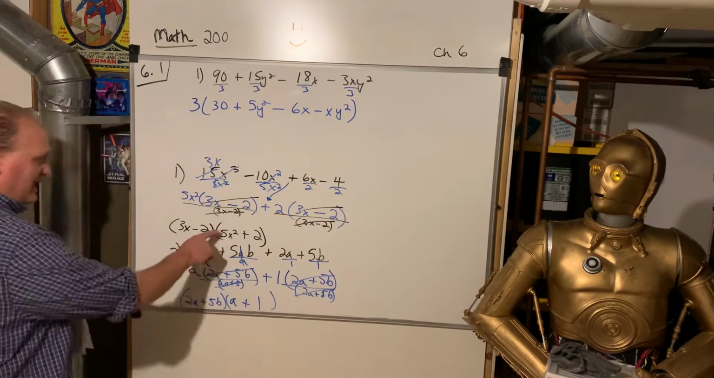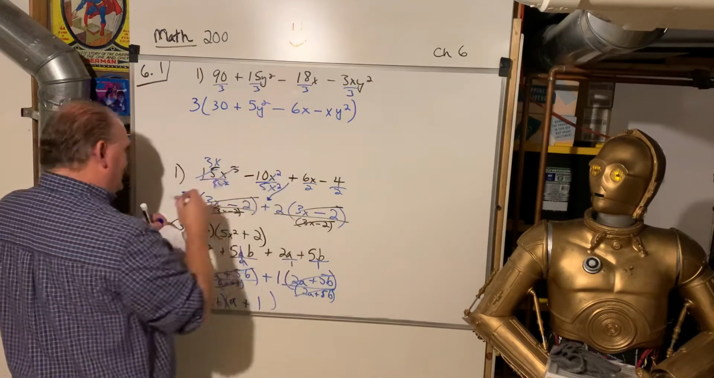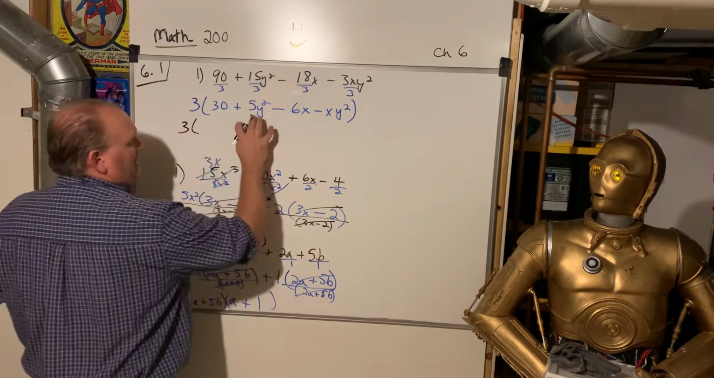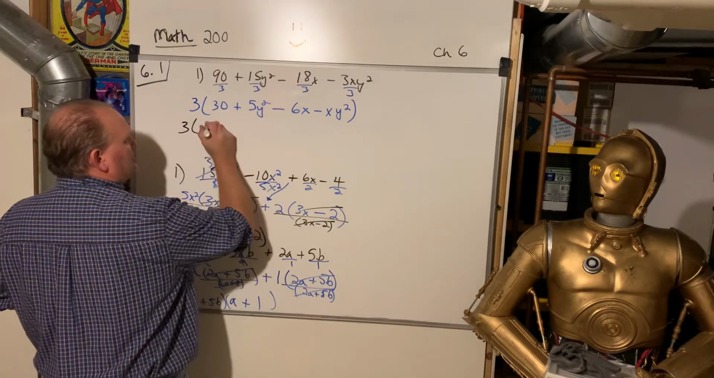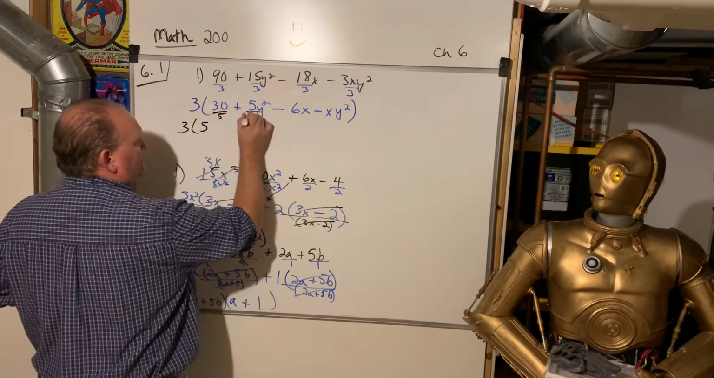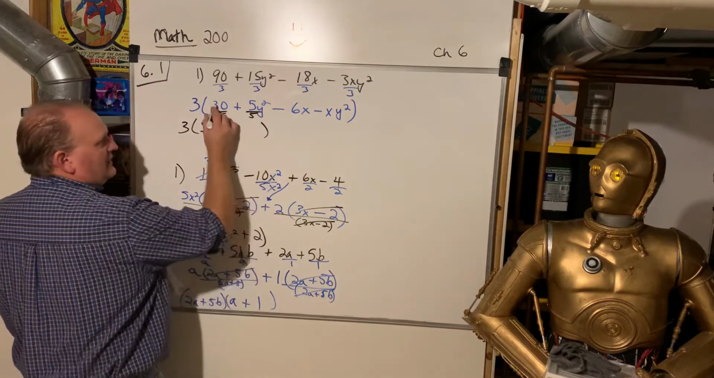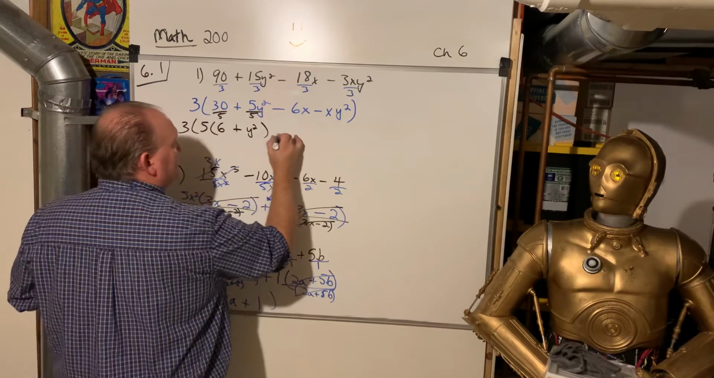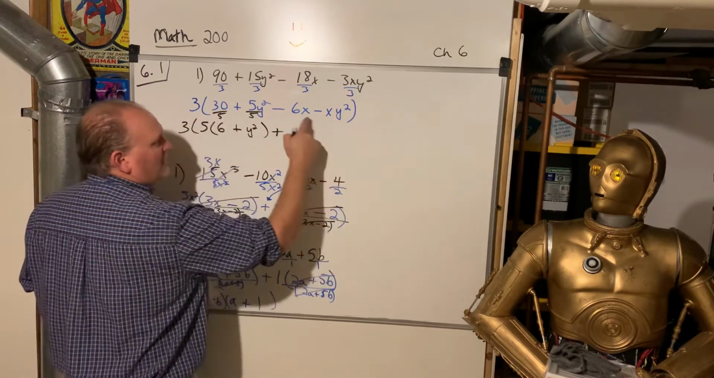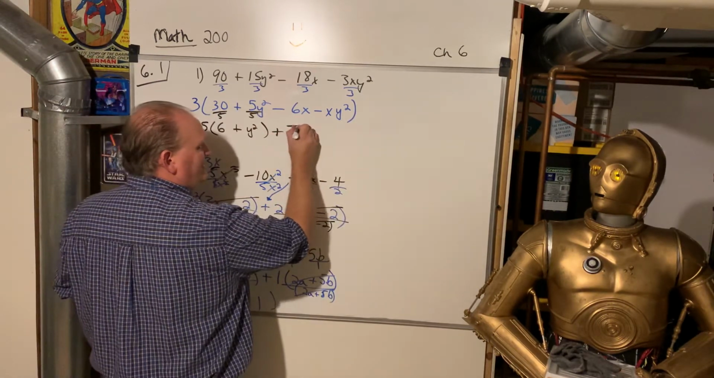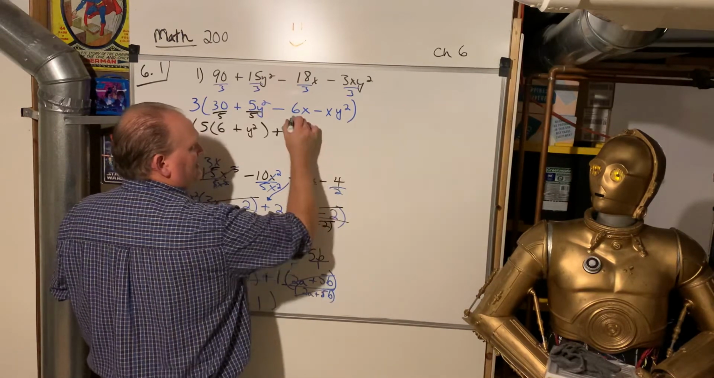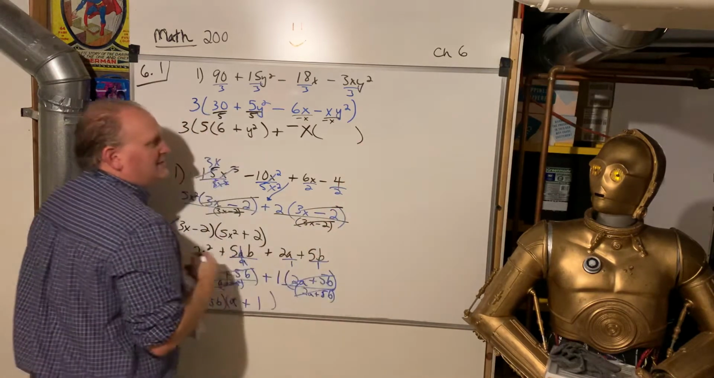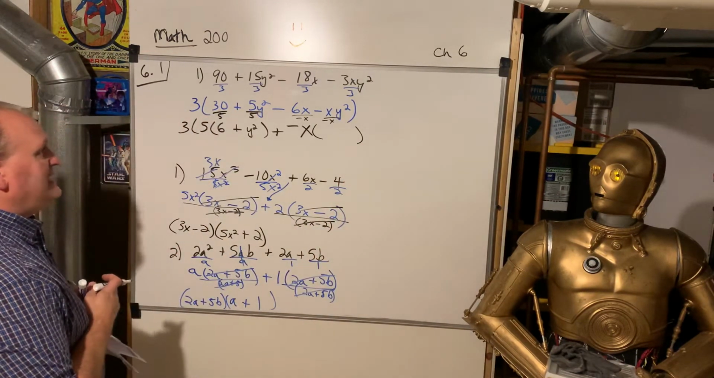All right, so now that we've done a couple of those, let's go revisit this one. So that 3 is still in a holding pattern. Look, I can factor a 5 out of the first 2. And then I'm left with 6 plus y squared. Out of the second 2, I'm going to have to factor out a negative x. And so the opposite of x, I factored out a negative x.